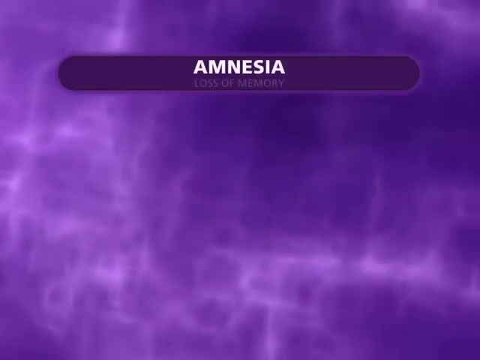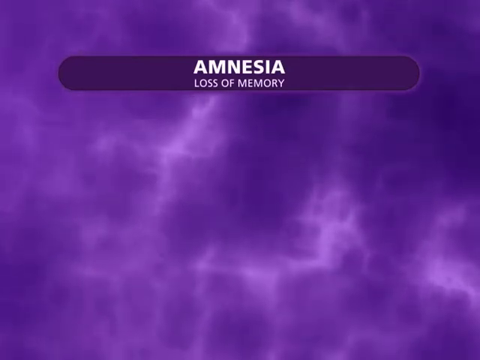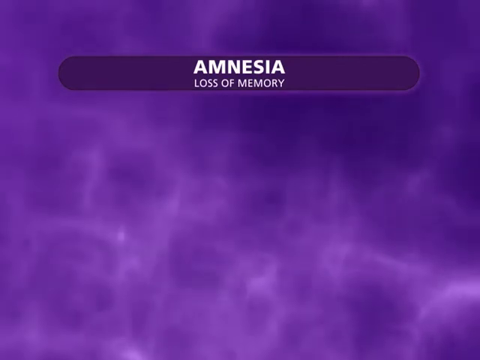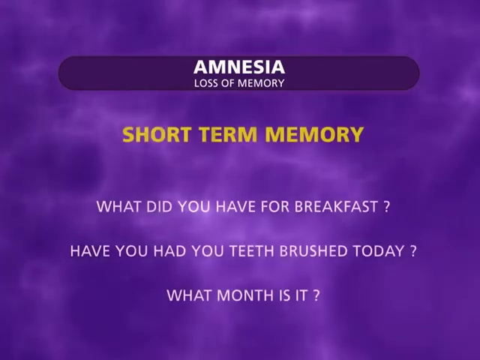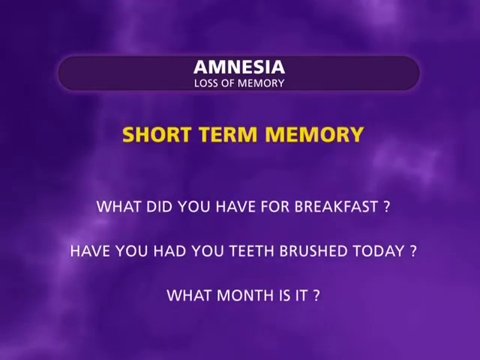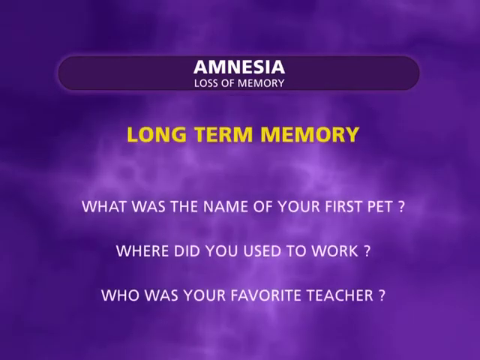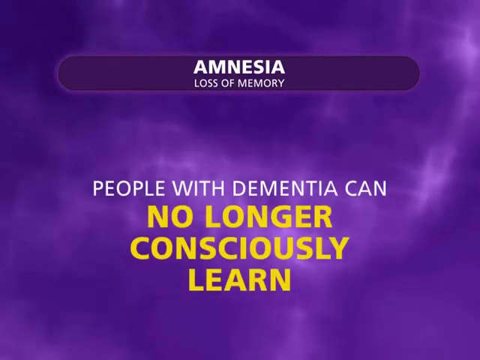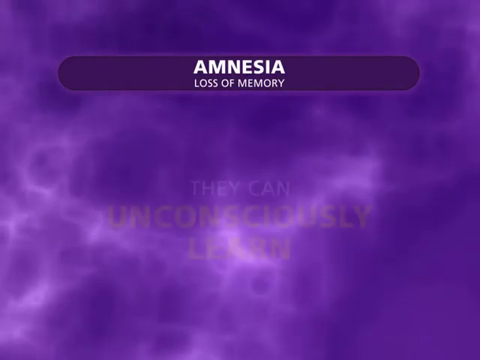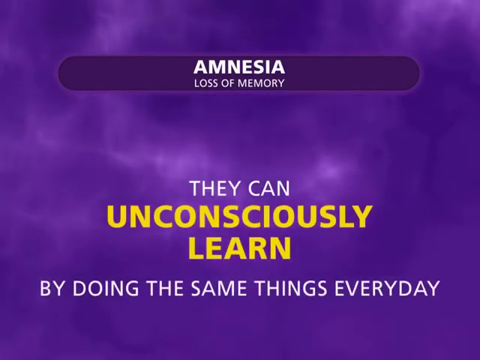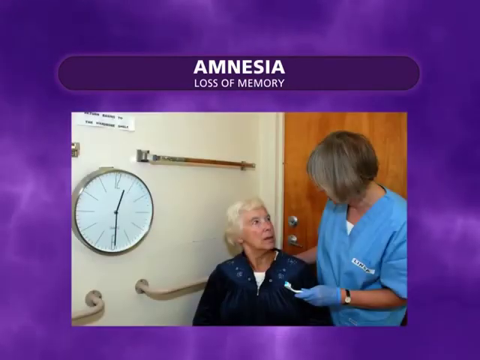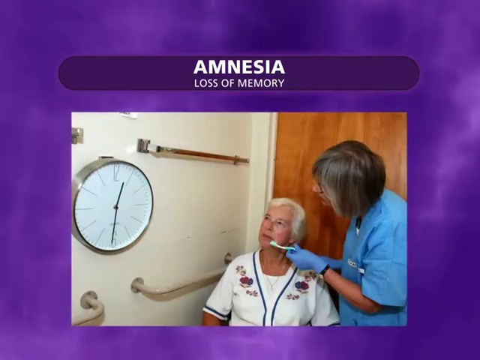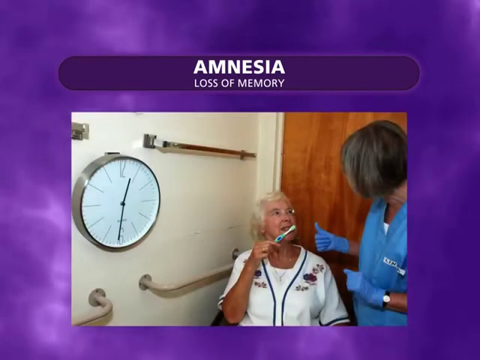Amnesia. Loss of memory. Memory is lost in reverse, meaning the last thing learned will be the first thing lost. This is why people with dementia can struggle to remember what happened this morning, but have no trouble remembering information from many years ago. So while people with dementia can no longer consciously learn, they can unconsciously learn by doing the same things every day. This reinforces the importance of a routine. For example, you can lay down a memory trail by performing oral care after meals.